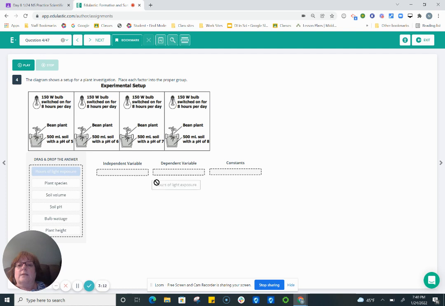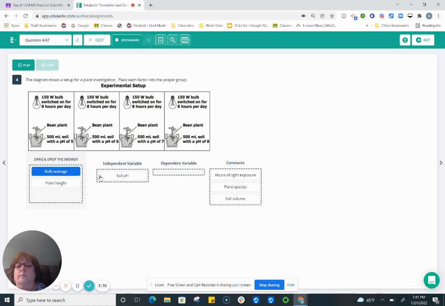So hours of light exposure are the same, so that's a constant. They're using the same plant, so plant species is the same. They all got the same amount of soil. That's a constant, but what they can change, or what I can change, is the soil pH. That's the independent variable. The result of the pH of the soil is how much the plant will grow. And then all the plants had the same size light bulb on them.